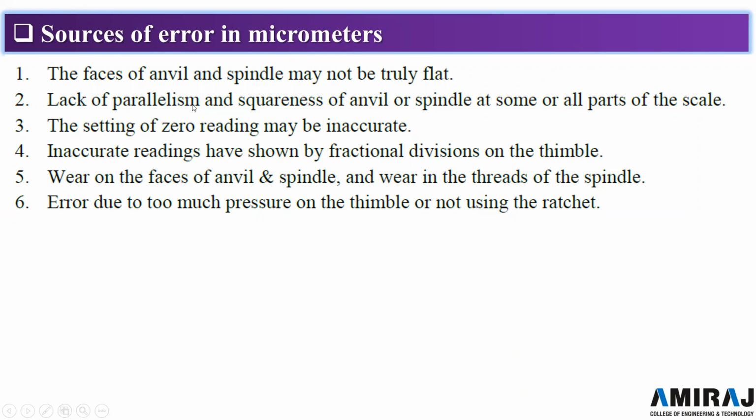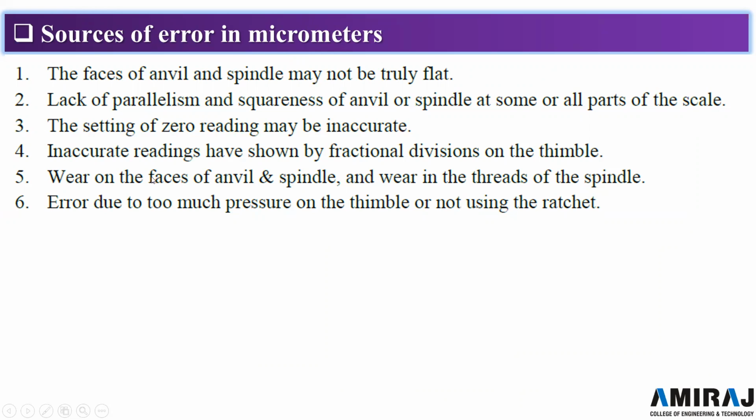What it means is that the spindle and the anvil are not parallel with each other. At that time the parts of the scale will not be matching, so there can be chances of error. Then the third type of error is that the setting of the zero reading may be inaccurate, which means we first have to start off with the zero reading. If there is some error in it, then there is a chance that there will be error.